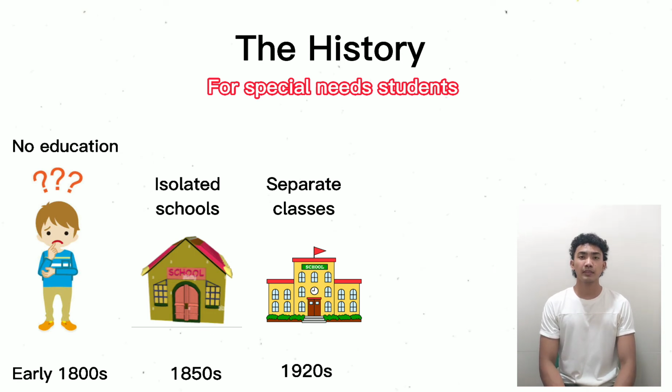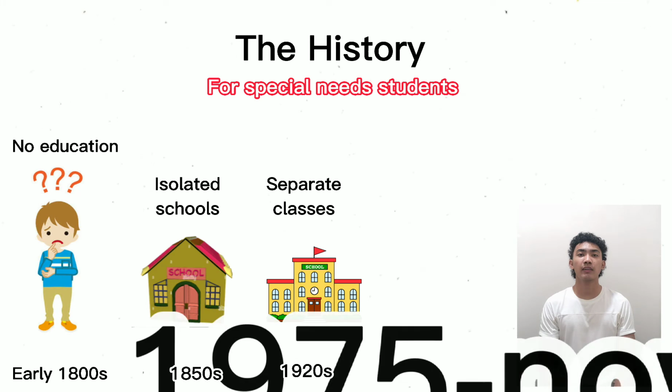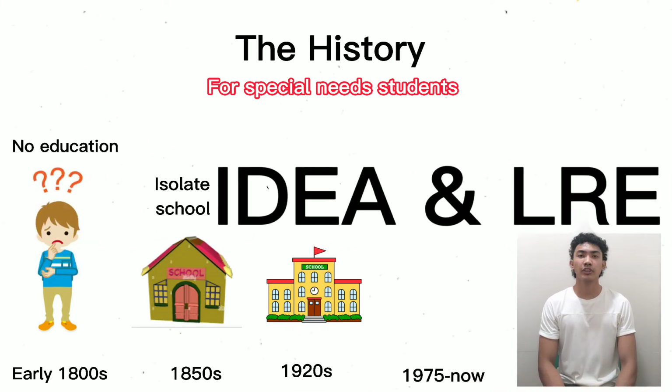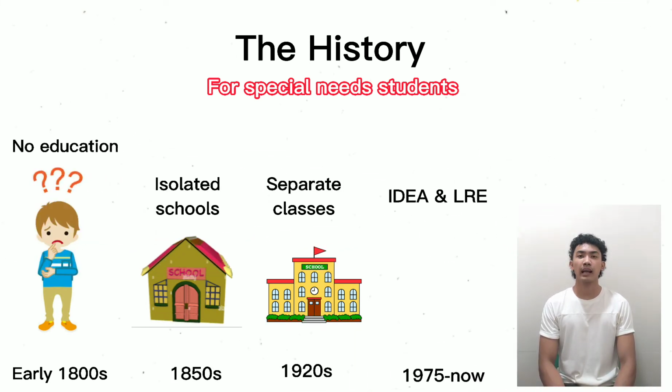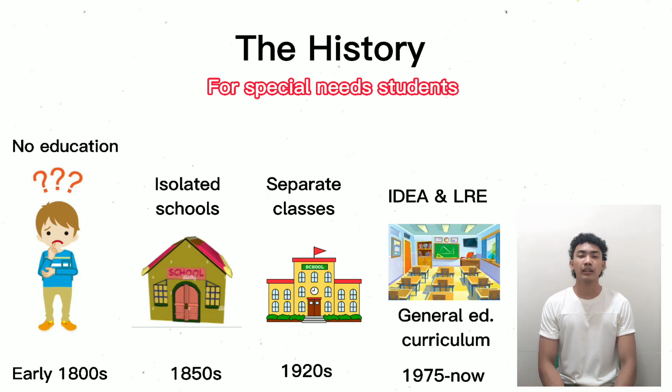They were kept separated. In 1975, laws such as the Education for All Handicapped Children Act were passed; that act was later revised to IDEA. In 1990, special needs students were given the right to have the general education curriculum.